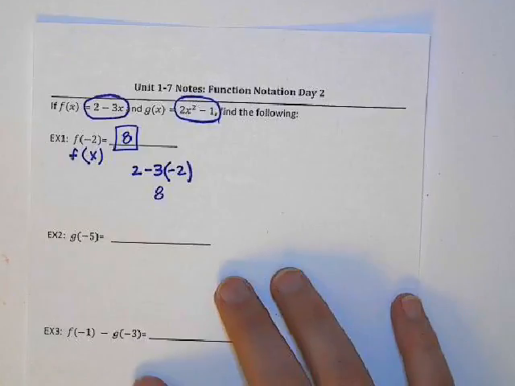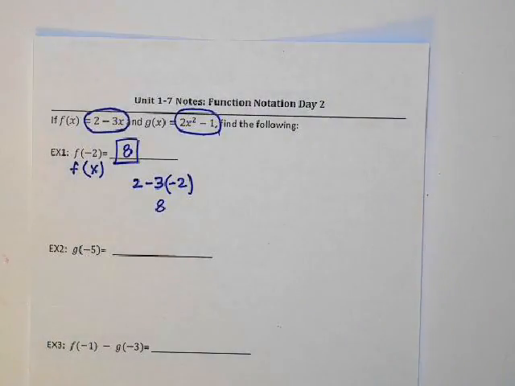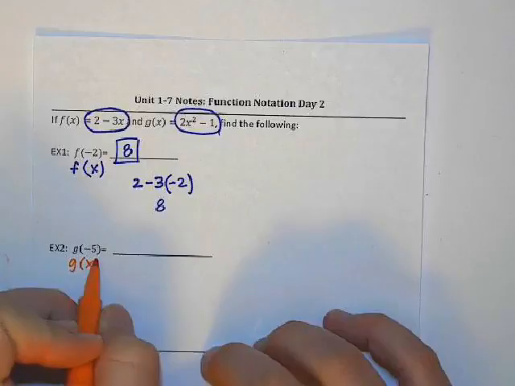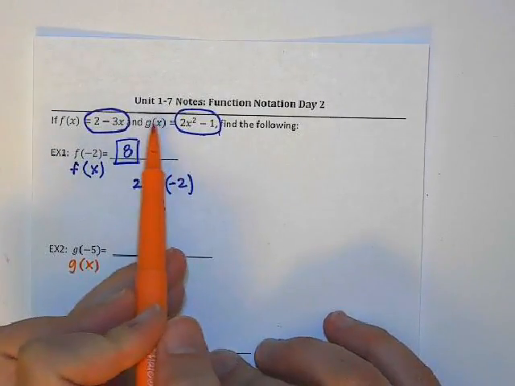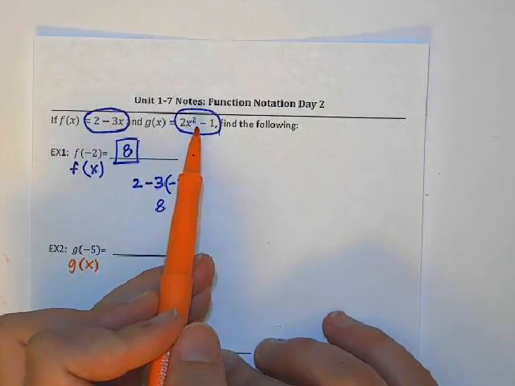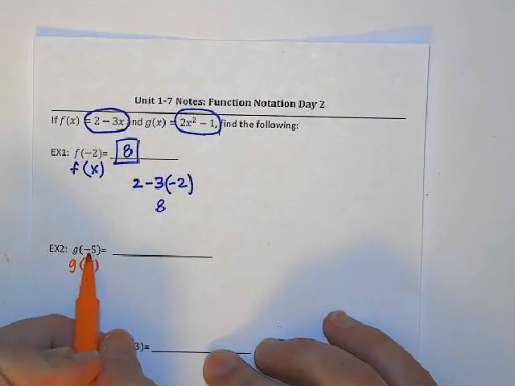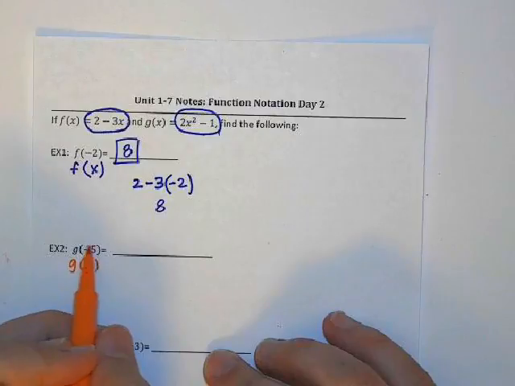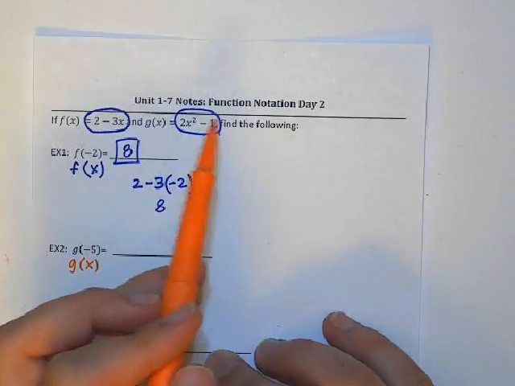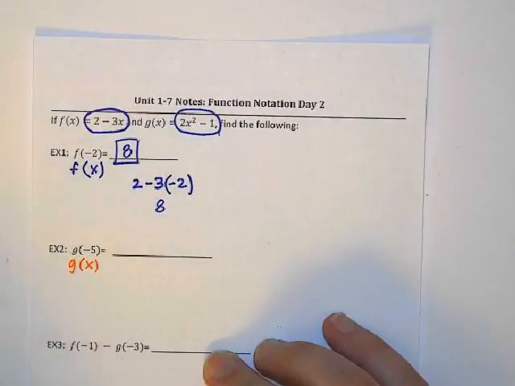Okay, number 2. Look at example 2. Now what game are we talking about? The g game. So we're talking about g. This is really g of x. So I'm going to be looking at my g equation here. And what am I going to be subbing in? Negative 5. Negative 5 is in the x spot, so I'm going to plug in negative 5 into the x spot here. So I'm going to start with 2.